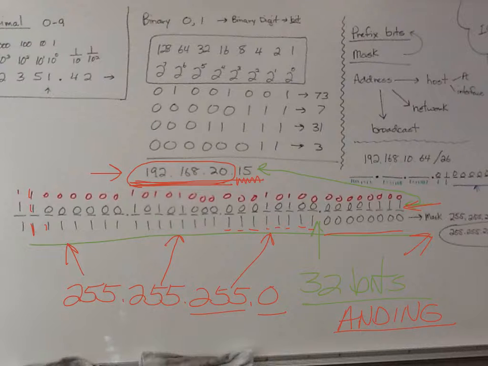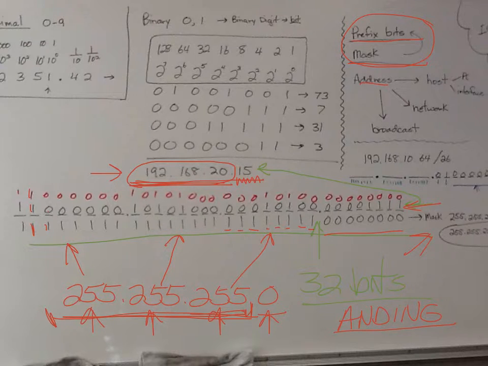Okay, now this right here, the mask, can also be represented as prefix bits. So we have 8, 8, 8, and 0. So the prefix bits would be these here. So that'd be 24. So you can use a prefix to indicate what part's the network and what part's the host. So prefix and mask, those would go together.